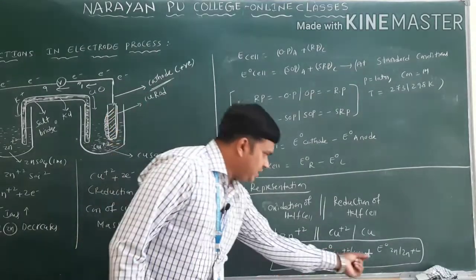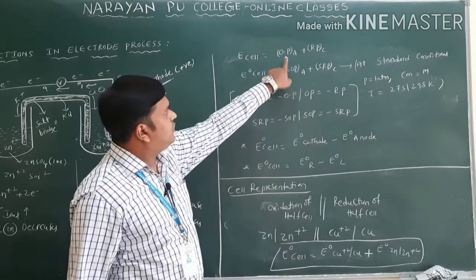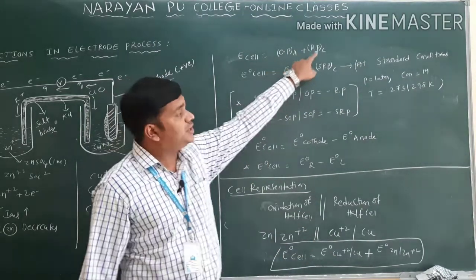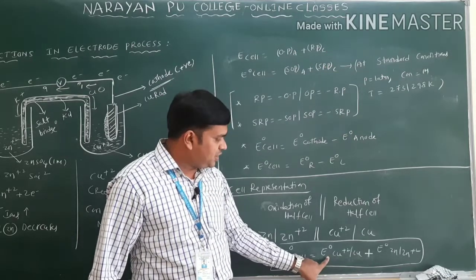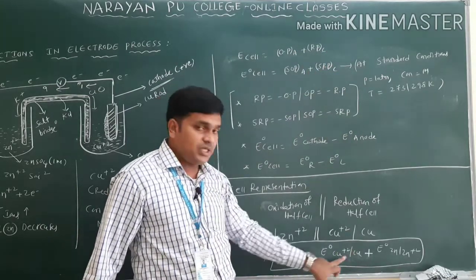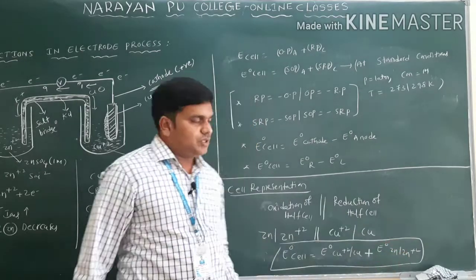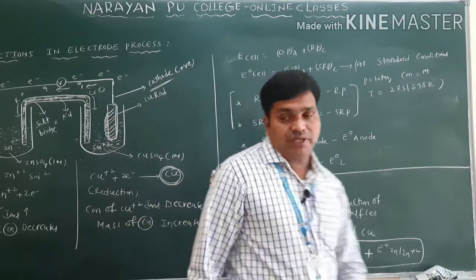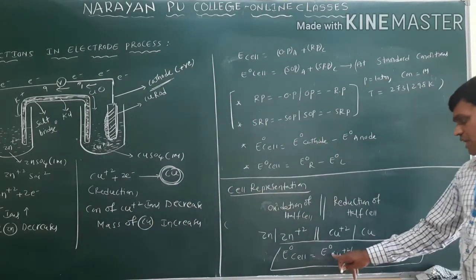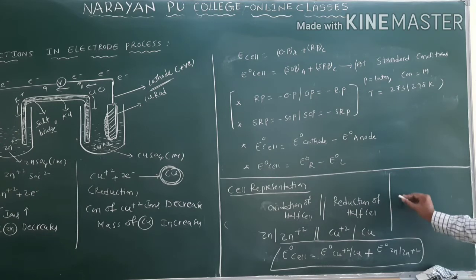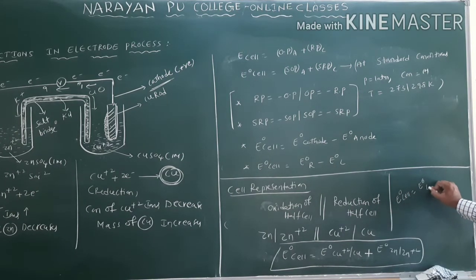So just a small mistake written here. E naught cell is equal to, what is the formula we have? Oxidation potential at anode and reduction potential at cathode. Reduction potential at cathode plus oxidation potential at anode only. So if you want to write the reaction in reverse, how can I write here? E naught cell is equal to E naught of Cu plus 2 Cu minus E naught of Zn plus 2 Zn.